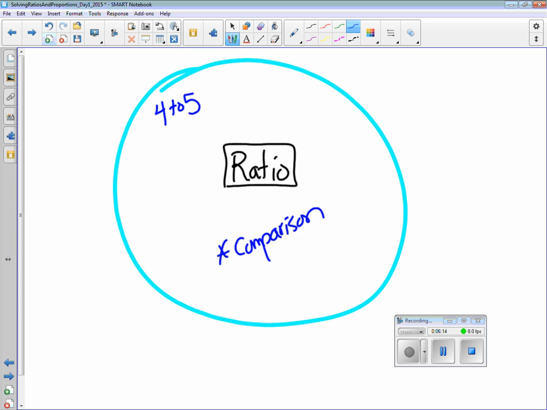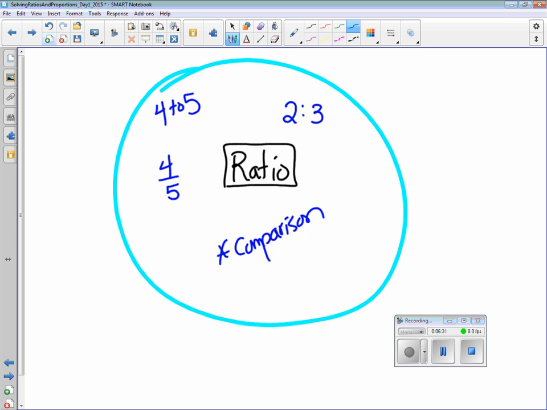Is there another way to write a ratio? Like 2, then you have a colon, and... Okay. So 2:3. That is a ratio. 4 divided by 5 is also a ratio. Okay? And there's different ways to write comparisons.